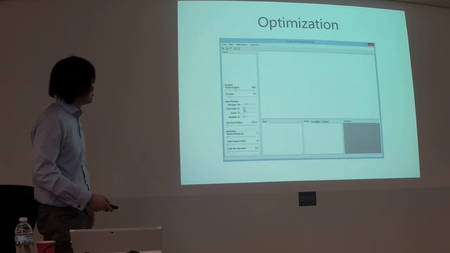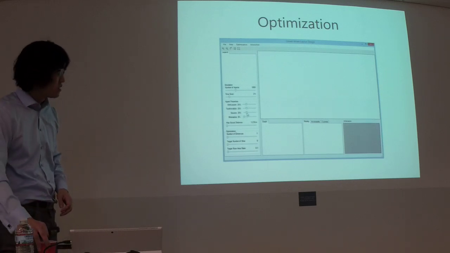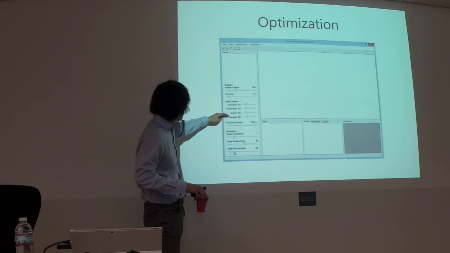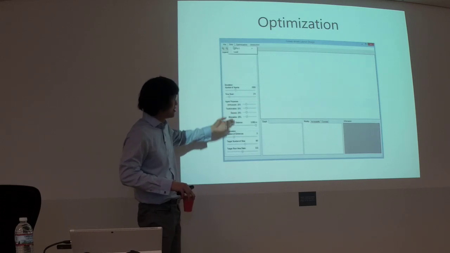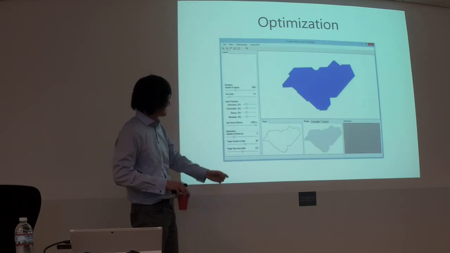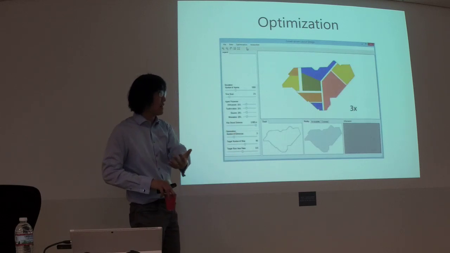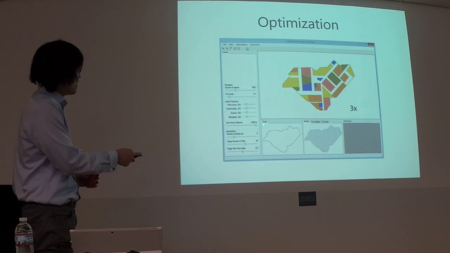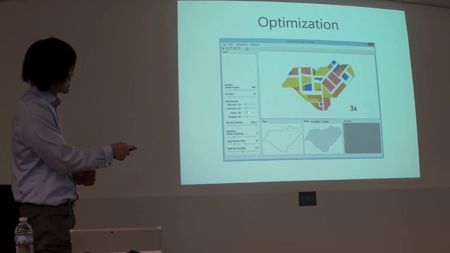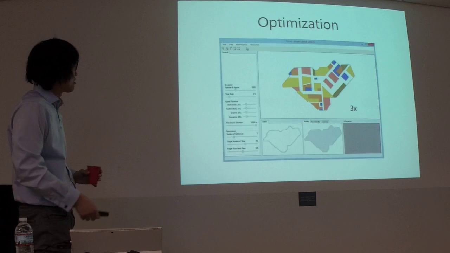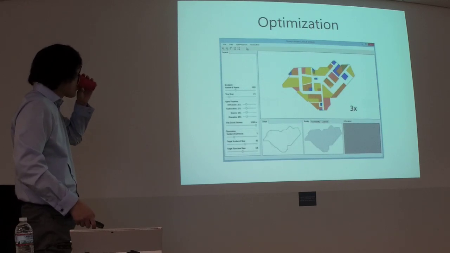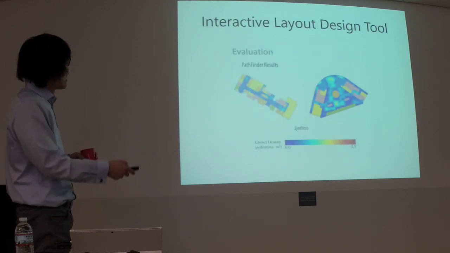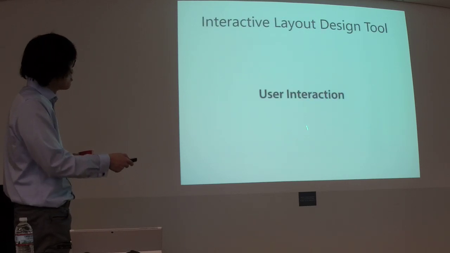So this is the tool you can see. These are the agents' properties. We divide the agents into several groups. Some are grazers, some like to go to restaurants, some like to go to shops. We make it so that the user can control this, and then we can generate a layout. It also allows some user interaction.